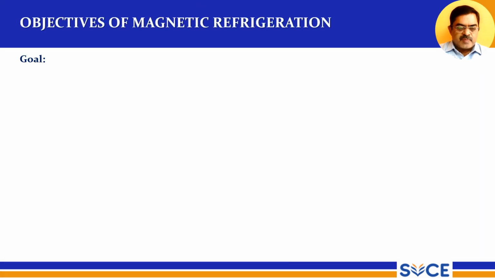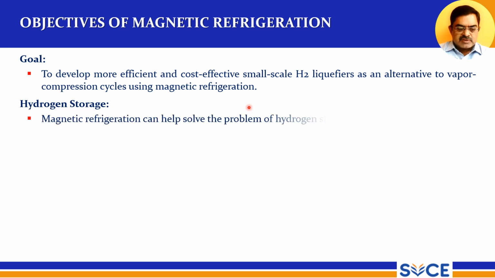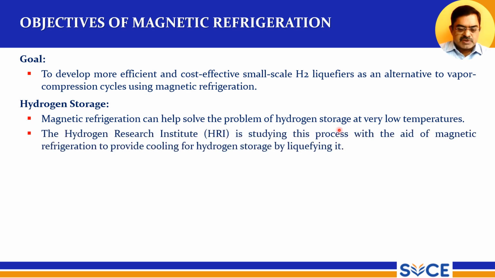So, objectives of magnetic refrigeration. The goal is very simple: to develop more efficient and cost-effective small-scale H2 liquefiers as an alternative to vapor compression cycles using magnetic refrigeration. Hydrogen storage: magnetic refrigeration can help solve the problem of hydrogen storage at very low temperatures. The Hydrogen Research Institute (HRI) is studying this process with the aid of magnetic refrigeration to provide cooling of hydrogen storage by liquefying it.